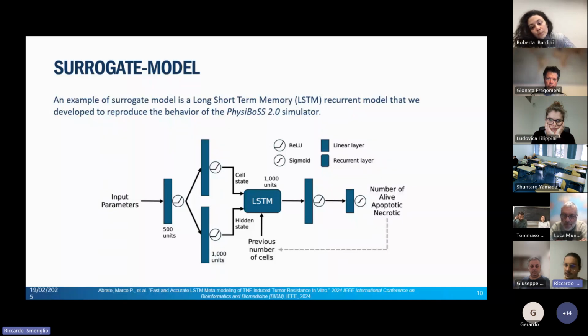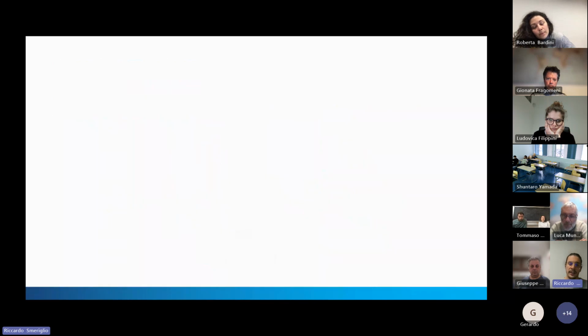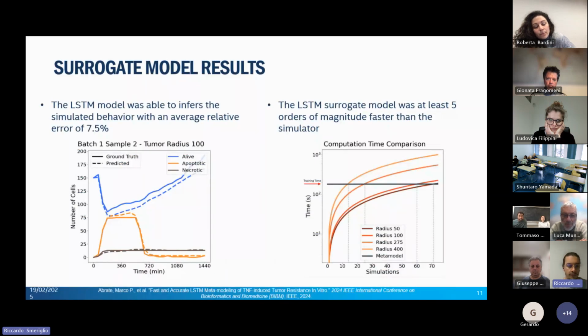In this context, we developed this long short-term memory network, and as you can see in the figure at the left, it was actually able to reproduce the simulation in quite a good way. The dashed line represents the predicted simulation from our new model, the LSTM, while the continuous line represents the original simulation obtained from PhysiBoSS 2.0. In the meantime, as you can see in the figure at the right, it can actually reduce the time.